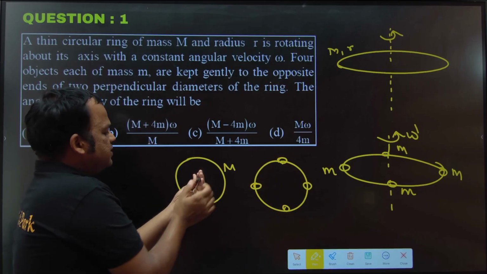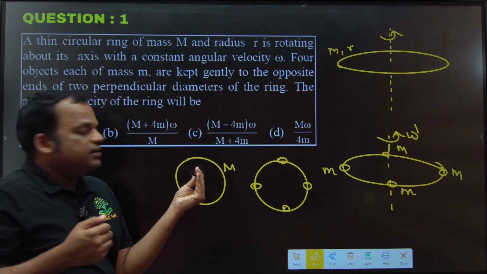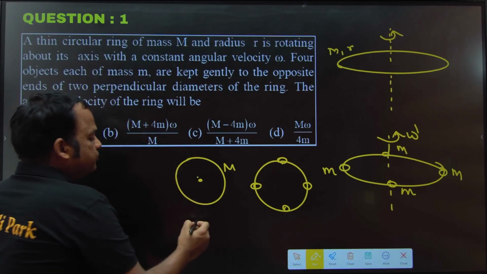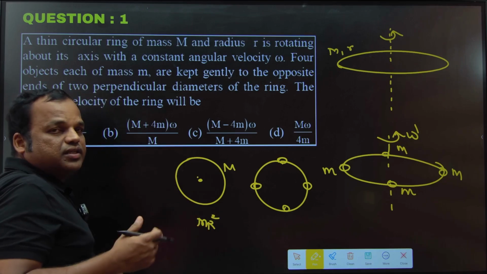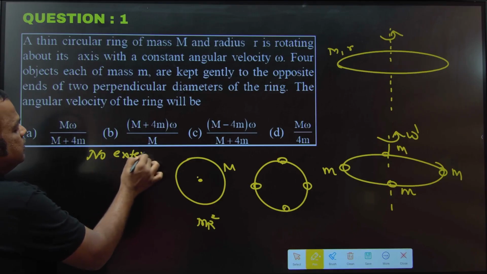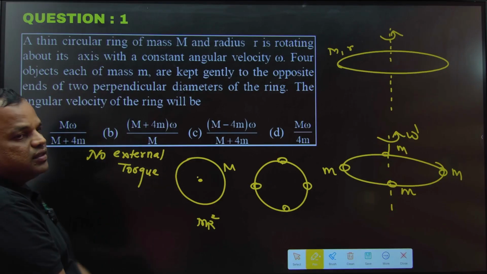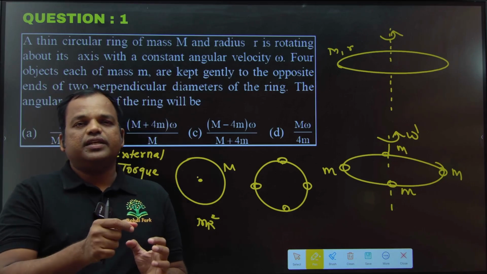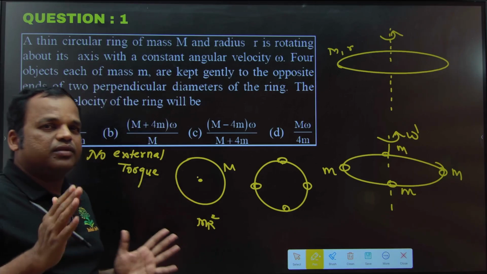So this is the axis. About this axis, what is the moment of inertia? Mr square. So angular momentum conservation, because there is no external torque. When some object is gently put on the ring, external torque is 0. So angular momentum is conserved.